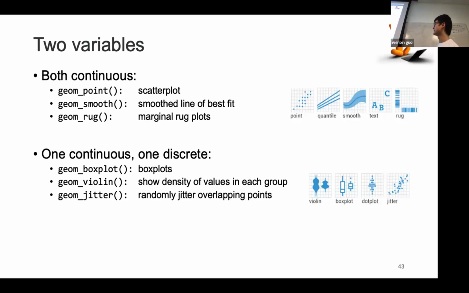And sometimes you probably have a lot of points with the same value. So when you plot them on the figure, you will see they overlap exactly with each other. So if you don't want to have those overlap, you can use the geometry jitter to avoid the overlapping.